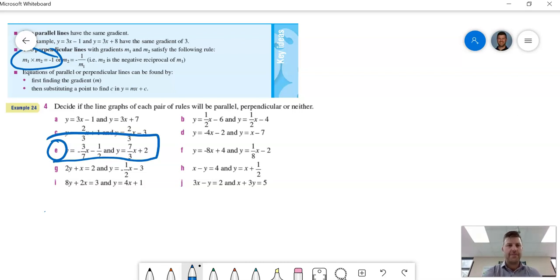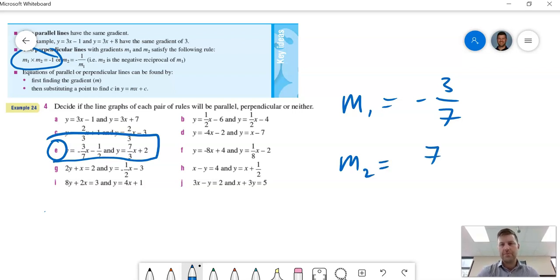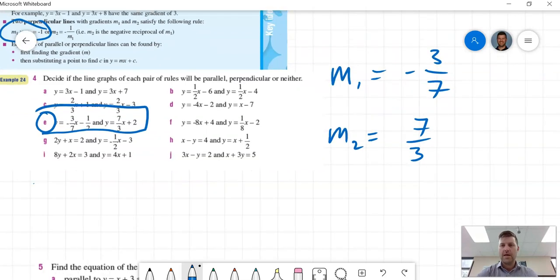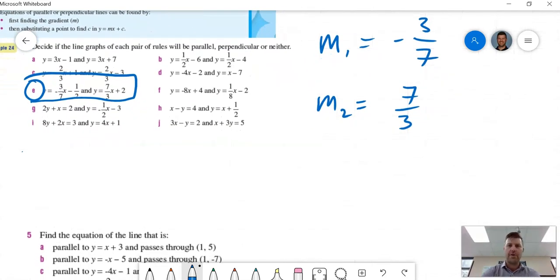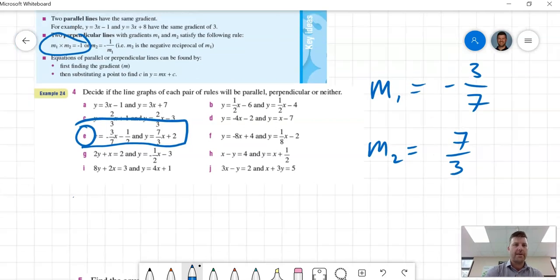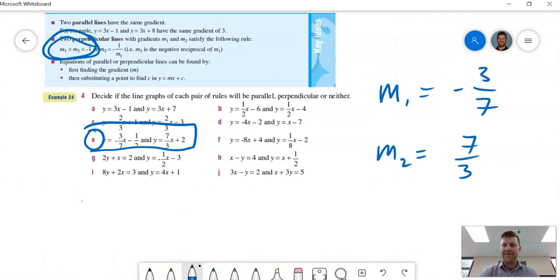The question says, decide if the line graphs for each pair of rules will be parallel, perpendicular, or neither. The first thing I can look at is that in equation 1, m1 equals minus 3 over 7, and in the second equation, the gradient, m2, is equal to 7 over 3. We can see straight away that these gradients are not the same, therefore they are not parallel. But we can go a step further. If I multiply those gradients together and they equal -1, they're said to be perpendicular.